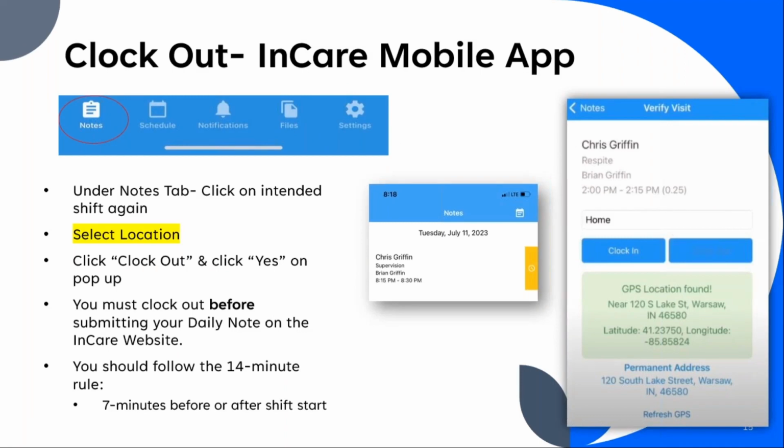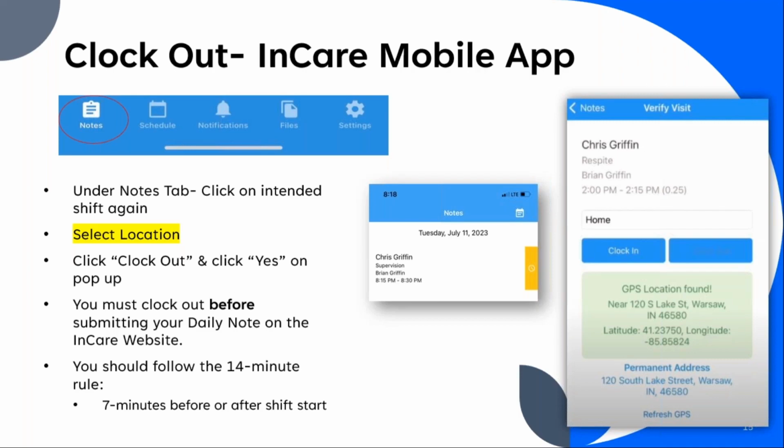Moving on to clocking out. Under the Notes tab again, we're going to select the shift you're intending to end, and you'll notice a yellow clock icon indicating that a clock in was already captured. Once you're ready to clock out, select the location. It may be the same if you never left that location during your shift, or may have changed if, for example, staff dropped the client off at work.